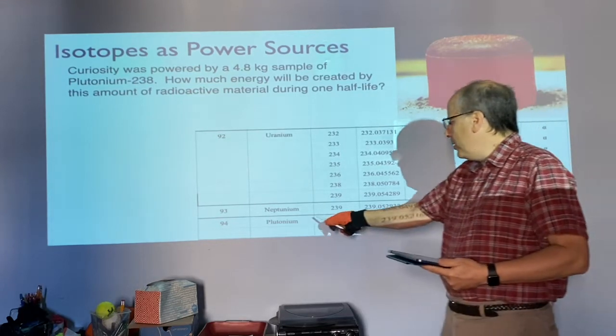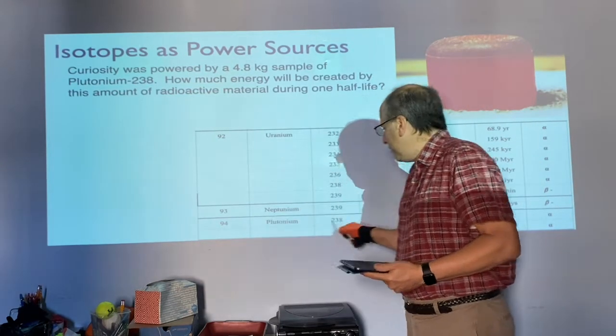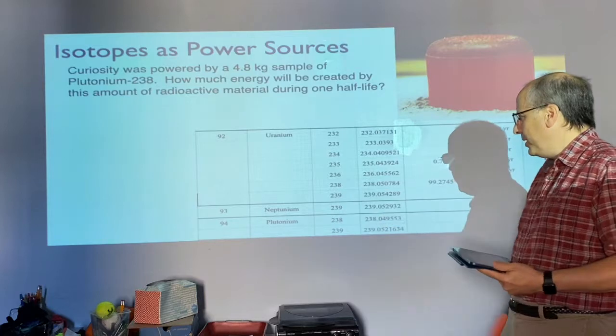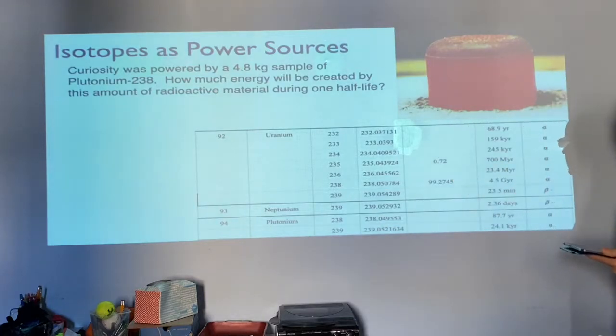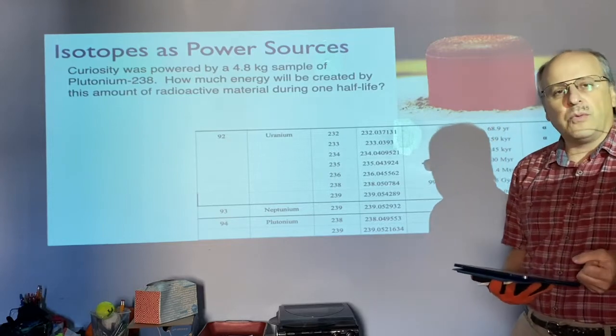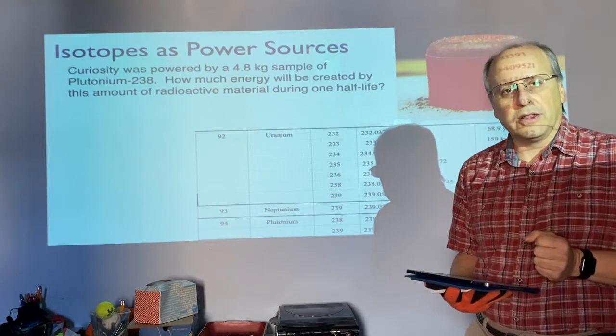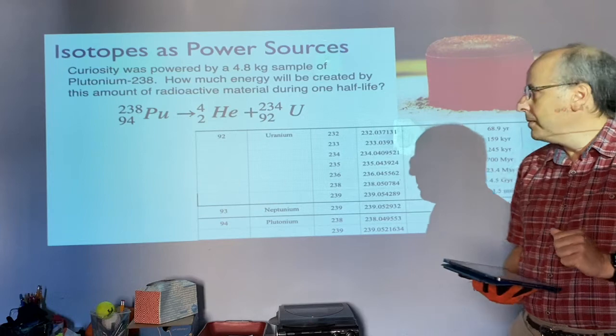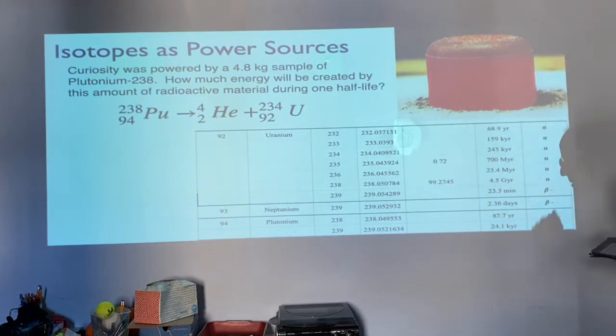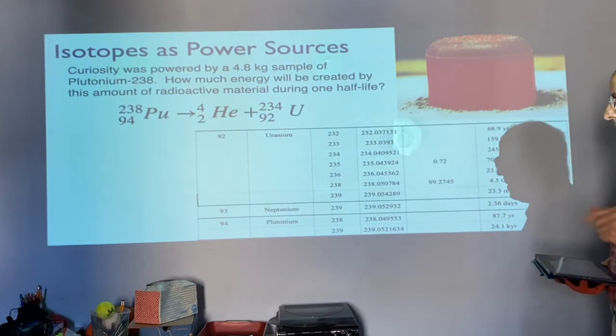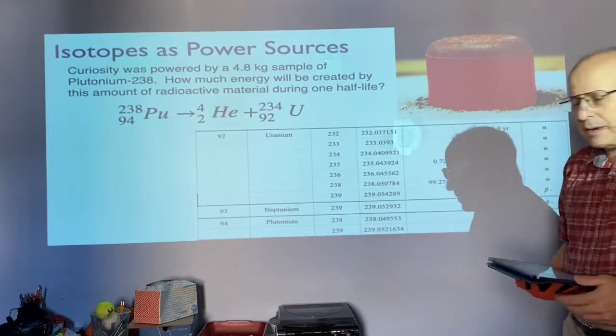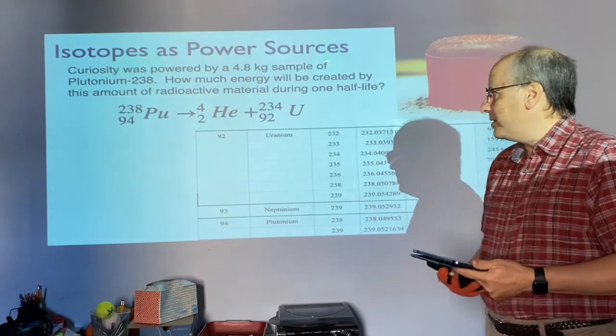So you've got plutonium-238, 94-238 plutonium. It's alpha decay, and figure out what the reaction is going to look like. Hopefully you get something like this. Balance the charges at the bottom, balance the nucleons at the top.